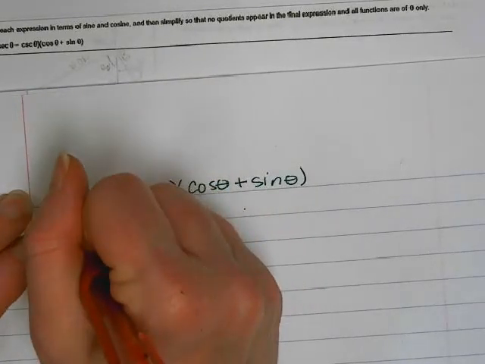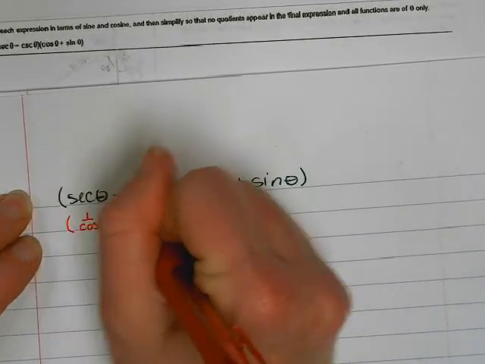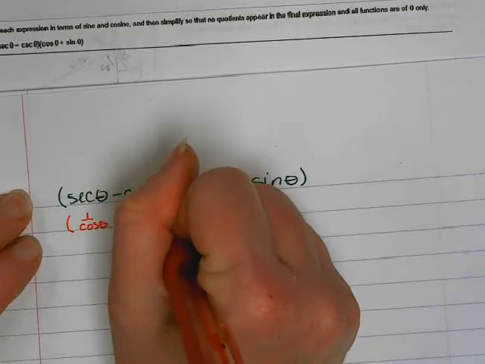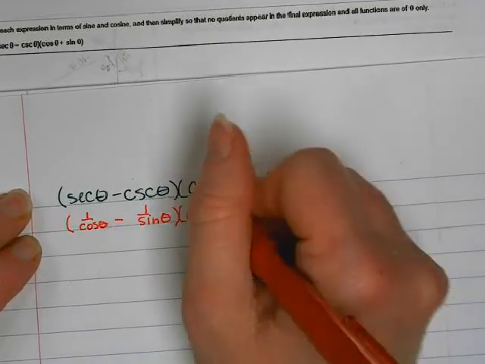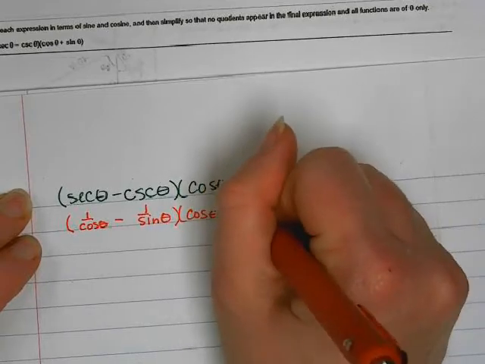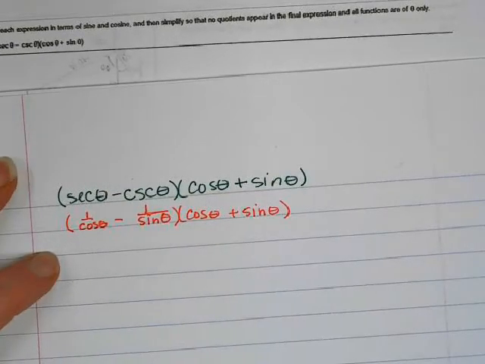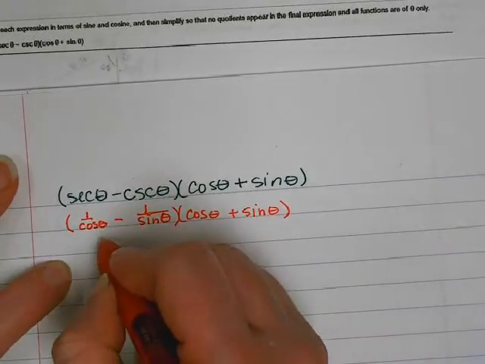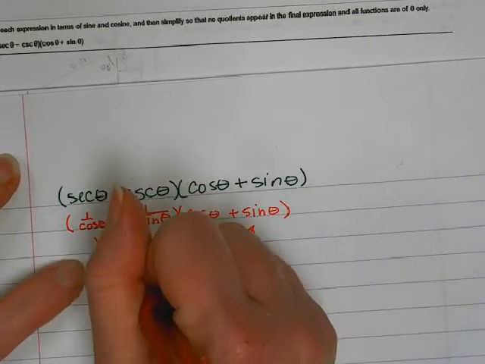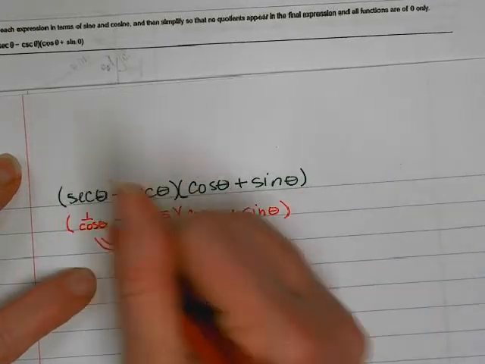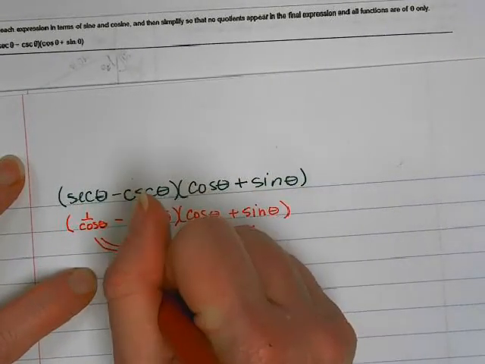If it's not, you write it in terms of sine and cosine. So secant is 1 over cosine theta. Cosecant is 1 over sine theta. The theta goes with the word. All right, so now I have to FOIL this. 1 over cosine times cosine is just 1. 1 over cosine times sine is tangent.